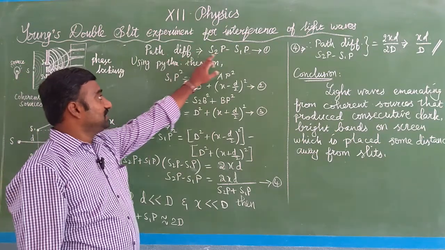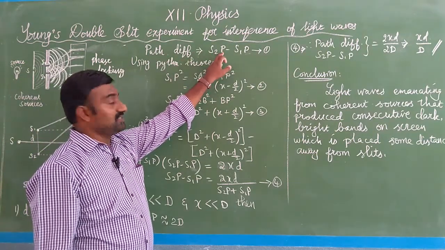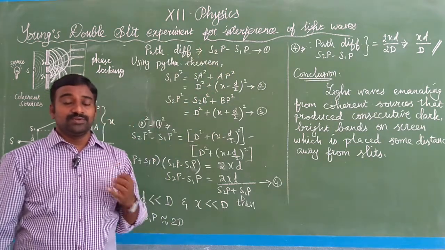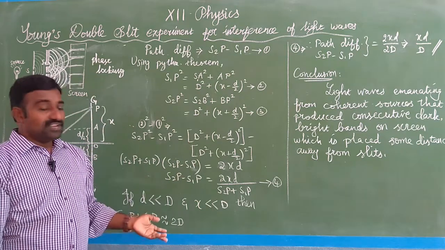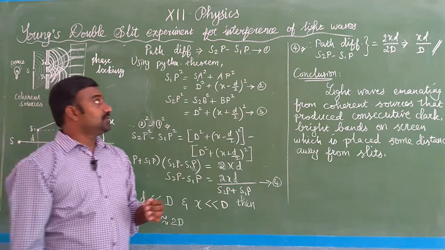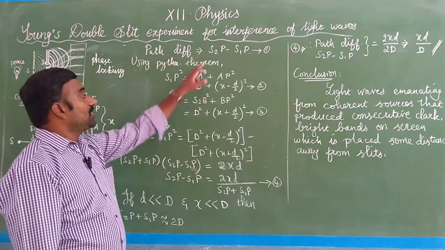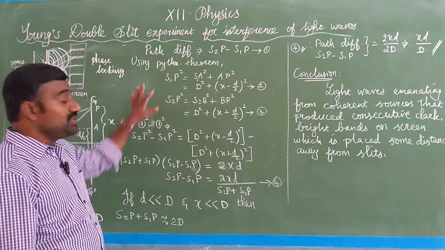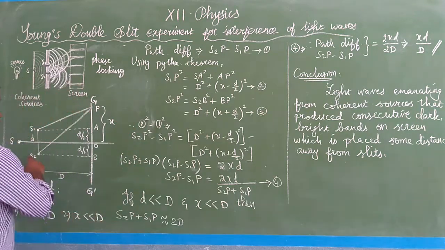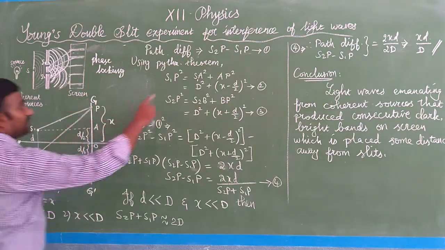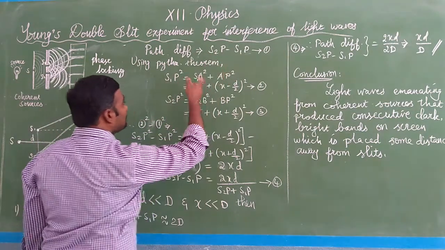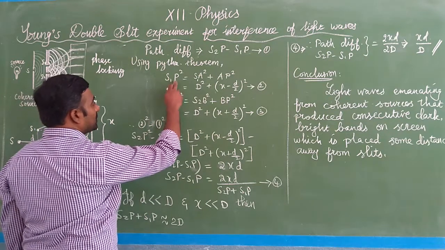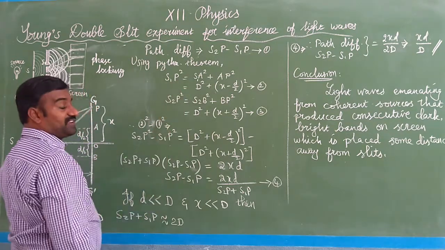The path difference is how far the point P is located from the two slits. In the previous class we have seen constructive interference and destructive interference, that is for bright lines and dark lines. So this is the path difference. But we want to use the Pythagoras theorem. We want to find S2P and S1P separately, using S1P square and S2P square.